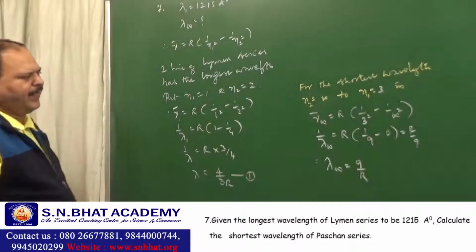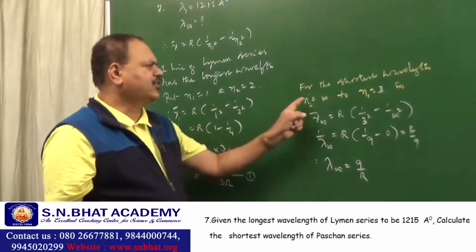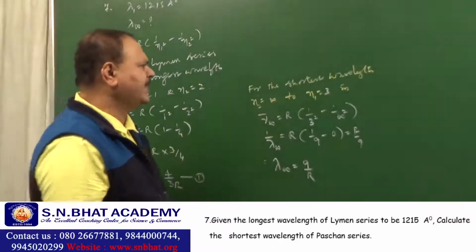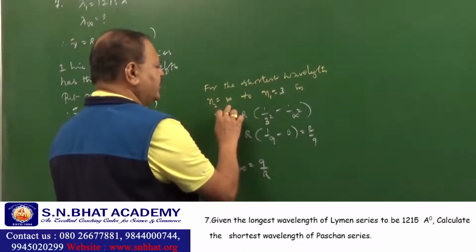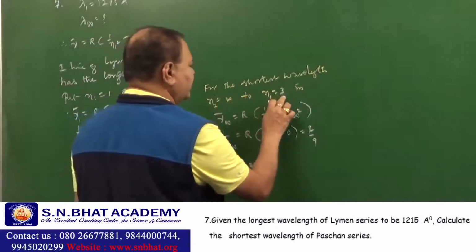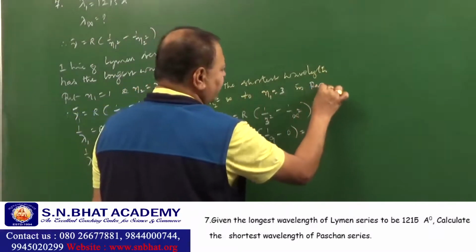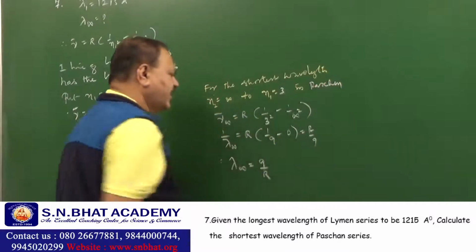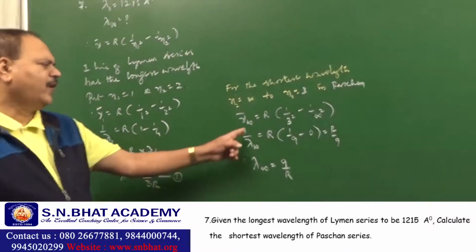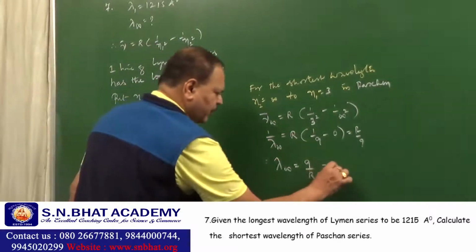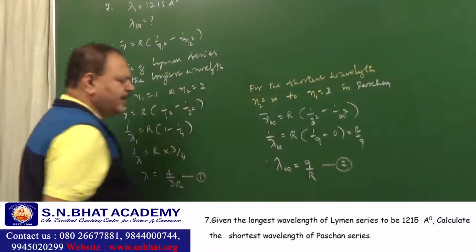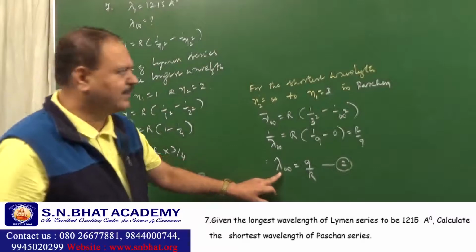Okay. Now you write for the shortest wavelength of the Paschen series. So for the shortest wavelength of the Paschen series, you put n1 is equal to 3 and n2 is equal to infinity. If you want to get the shortest wavelength, therefore your formula is this. Now this is equation number 2.